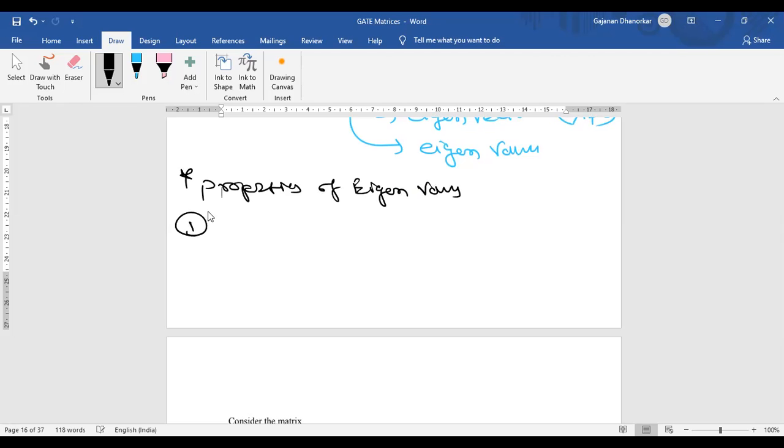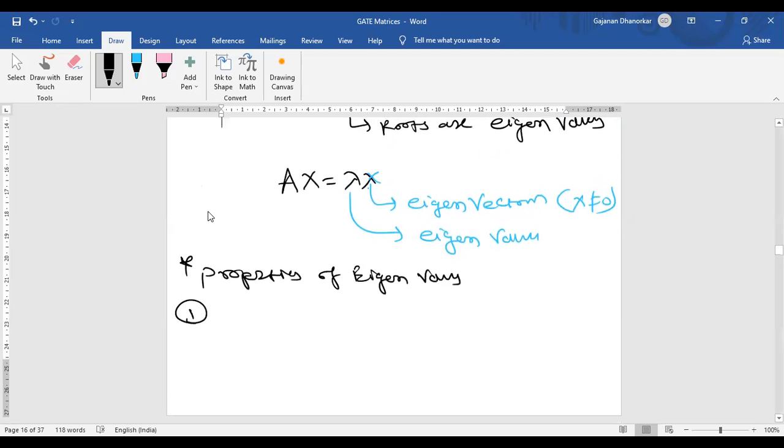Properties of eigenvalues. Remember, if my matrix A is of order n, then this matrix has n eigenvalues. Now I will write the first property.